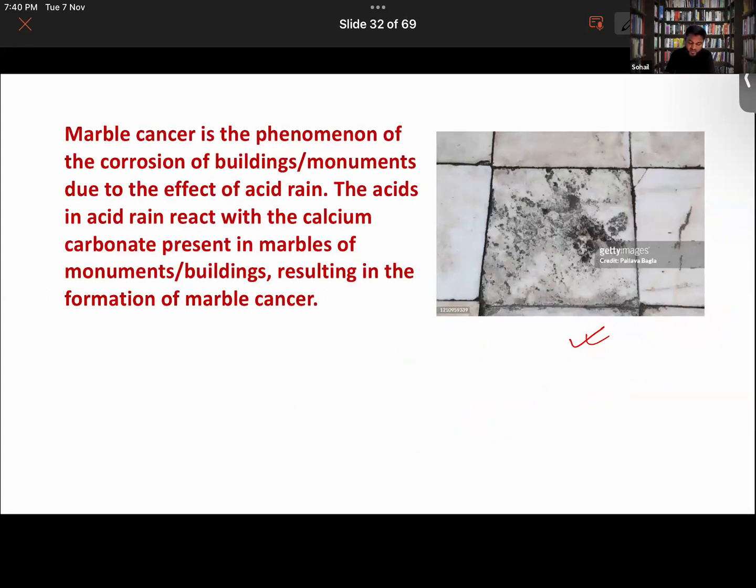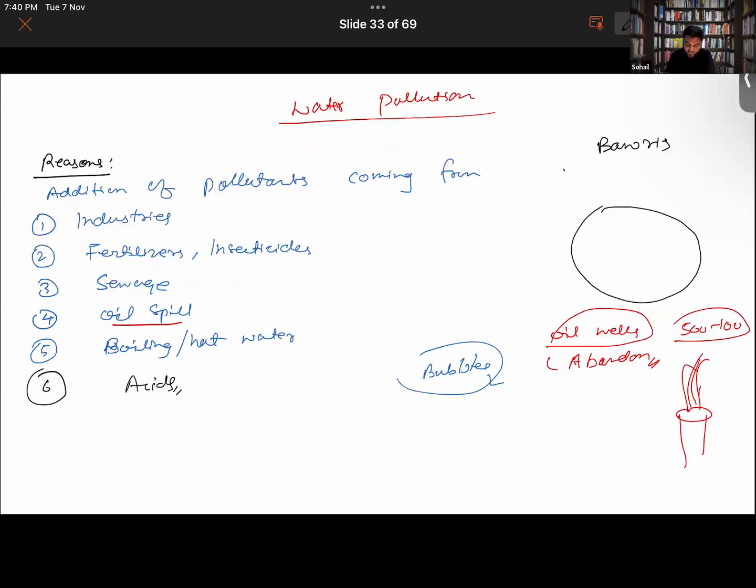And guys, there is a phenomenon called marble cancer, if you guys remember. Marble cancer is the phenomenon in which there is corrosion of buildings or monuments due to the effect of acid rain. So whenever there is acid rain falling on buildings, monuments, the surface of the marble or rocks will basically corrode. So thereby it leads to the phenomenon called marble cancer. Look at this image over here. Someone must have thrown acid on this marble. That's how its surface was eaten by the acid.